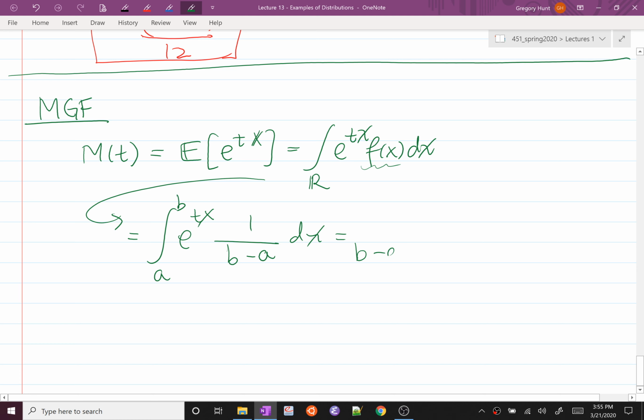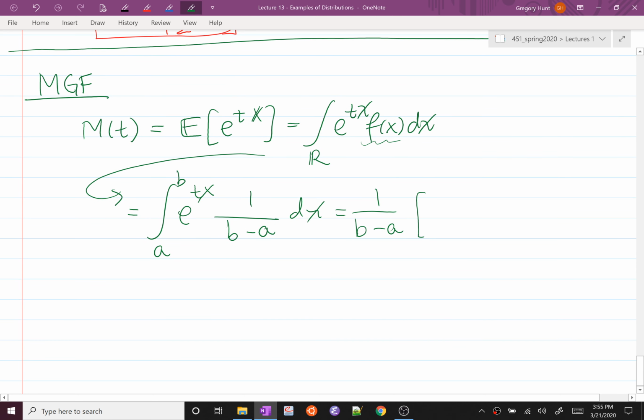So let's do this Calc 2 problem, pull up 1 over b minus a. What's my antiderivative of e to the tx? It's 1 over t, e to the tx, and I integrate this thing, or you can check that, right? Derivative of this thing with respect to x, you pull down t, cancels, right? And I evaluate this from x is a to x is b.